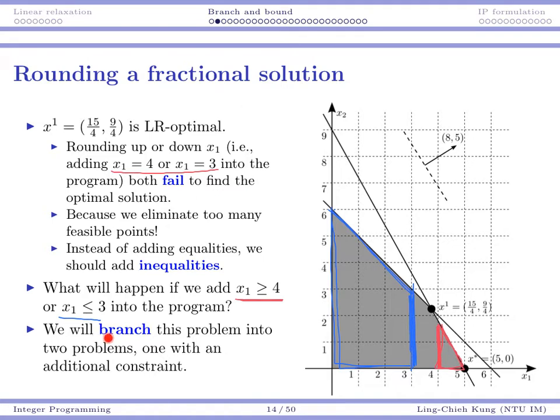We're going to branch this problem into two subproblems, one with an additional constraint. This strategy obviously will work because here there is no feasible solution, no IP feasible solution, because everything here is fractional. So when I split the feasible region into two parts, I am sure that I will still find an optimal solution because I did not eliminate any feasible solution. Okay, so that's the idea.